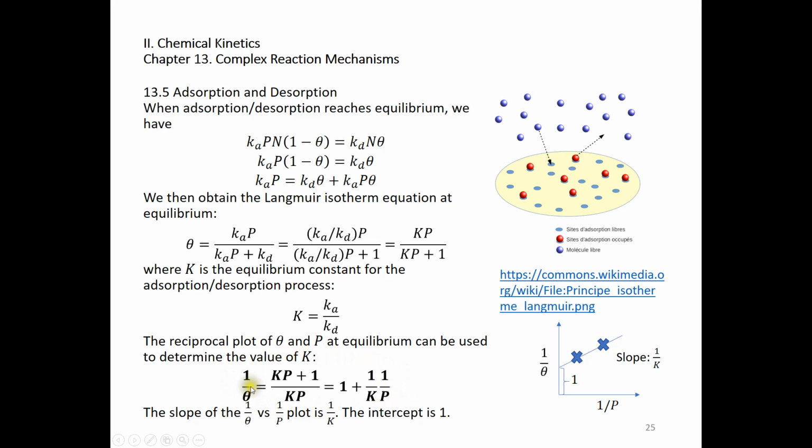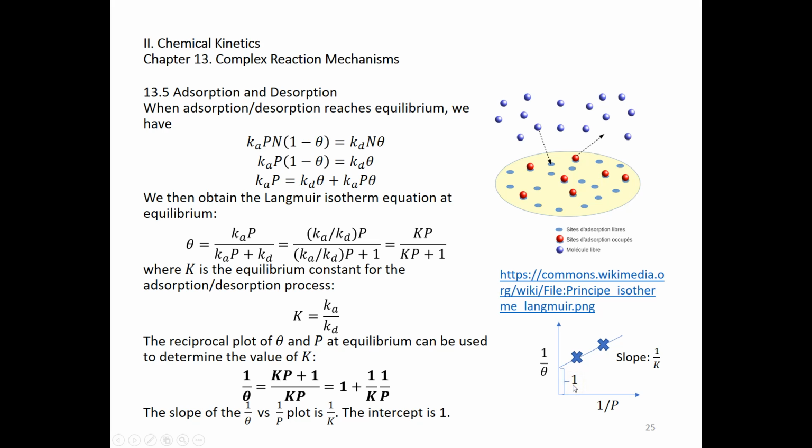We can plot 1 over theta versus 1 over P. The slope is going to be 1 over K. The intercept is just 1. So over here we have a simple graph of 1 over theta versus 1 over P, with a slope of 1 over the equilibrium constant and an intercept of 1.